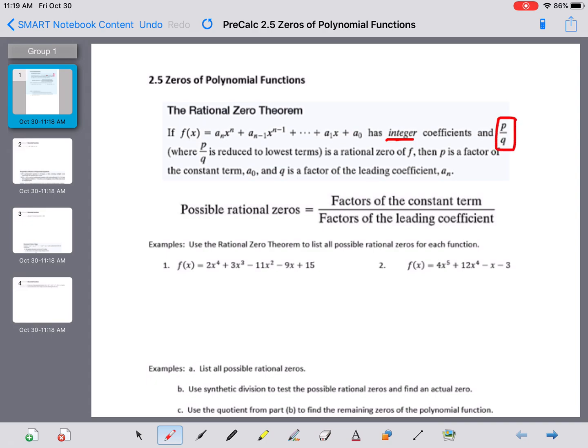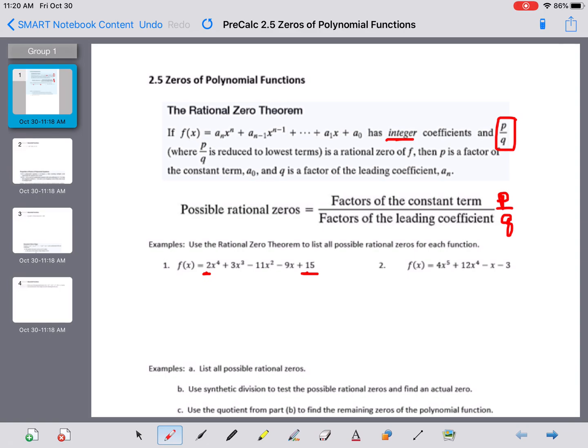Now, right now you're saying, well, what's P and what's Q? The P's are all the factors of our constant term. Our constant term is the last term at the end of a polynomial. We're going to look for all of its factors, and then we're going to place those over every combination of the Q, which is the factor of the leading coefficient, so whatever is in front of our highest power. And this gives us the possibilities for our rational zeros.